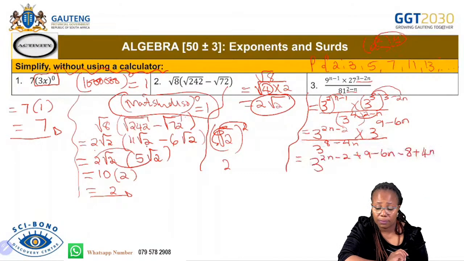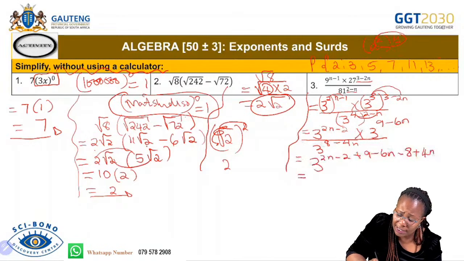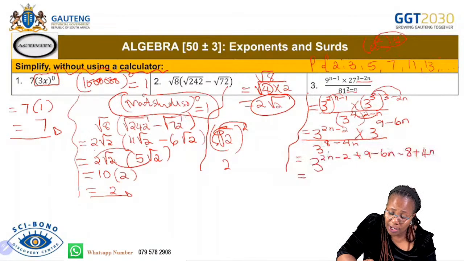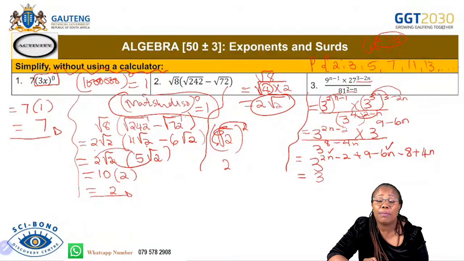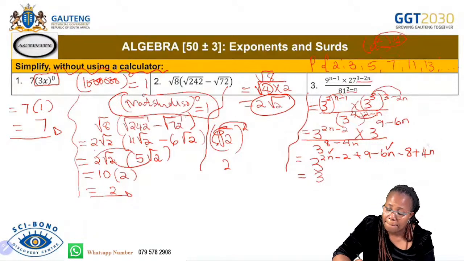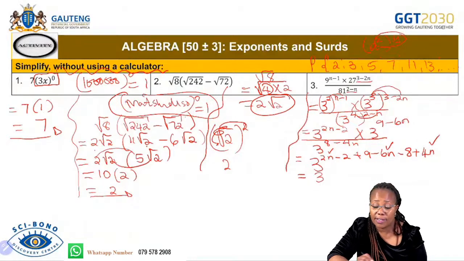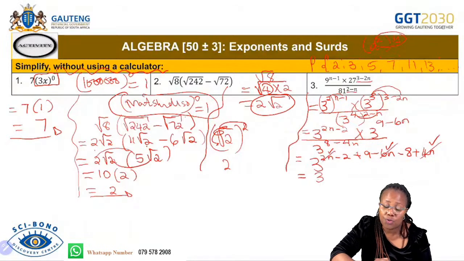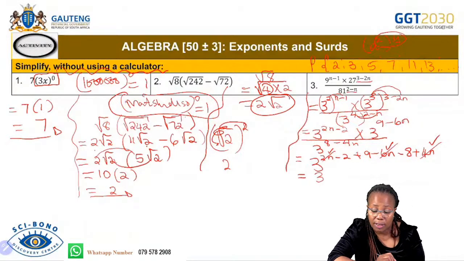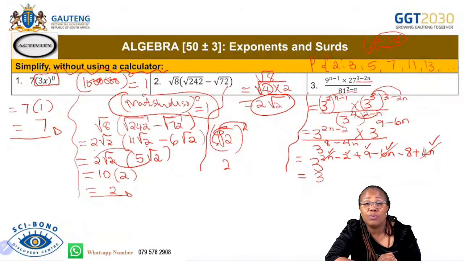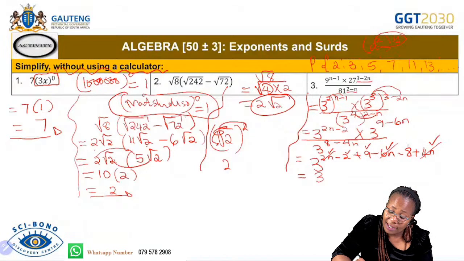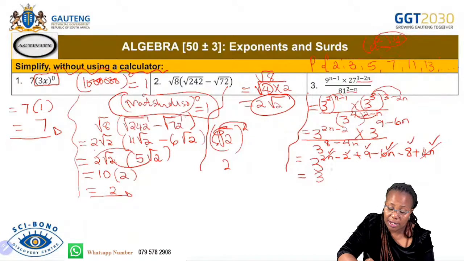Single base now. And then we check the like terms. We are having 2n, still having base 3. 2n minus 6n is minus 4n. Minus 4n plus 4n, that is a 0. So this n will eventually give us a 0. Okay? And then now we have minus 2 plus 9, which is plus 7. 7 minus 8, it's a minus 1. So we end up with 3 to the power minus 1.